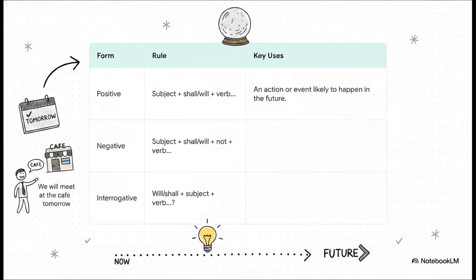First up, the simple future. This is your basic tool for talking about the future. You use will or shall to make a prediction or just say what you plan to do. Super straightforward. I will call you later.